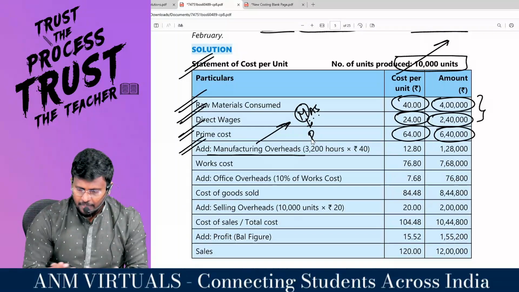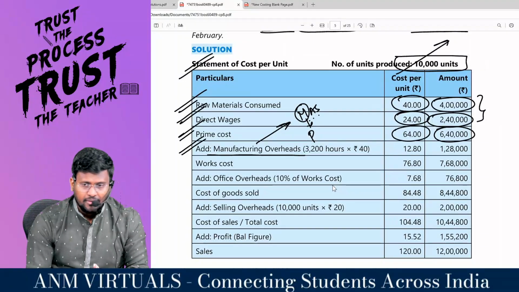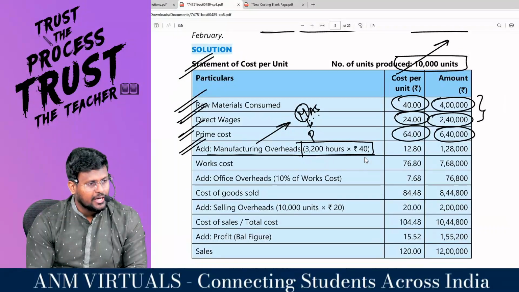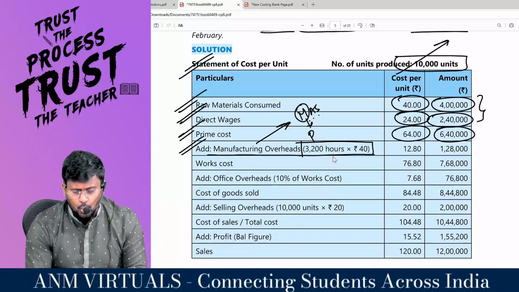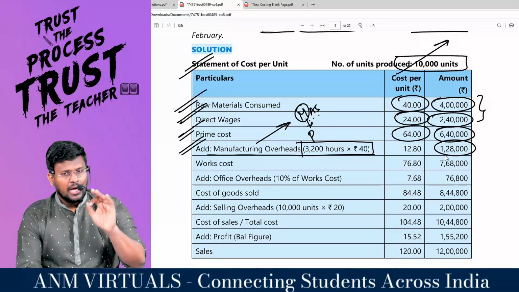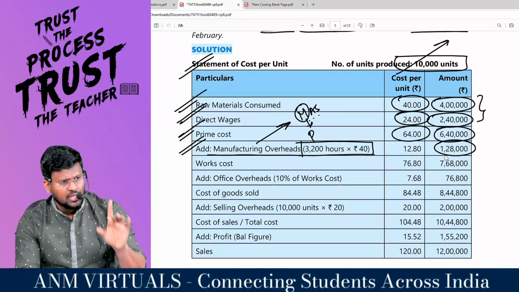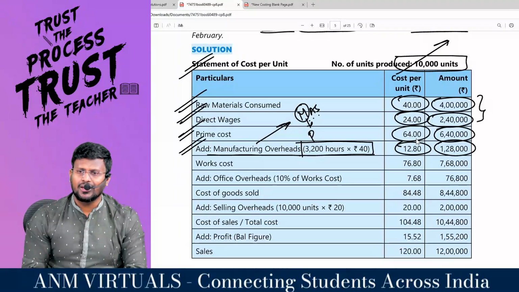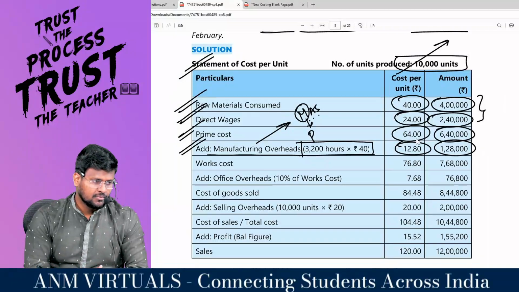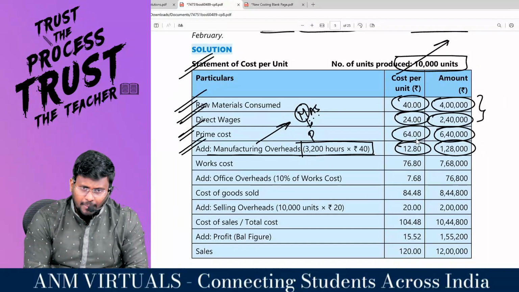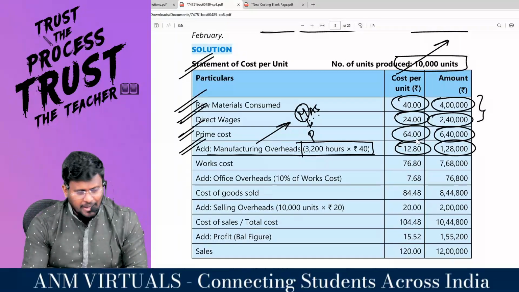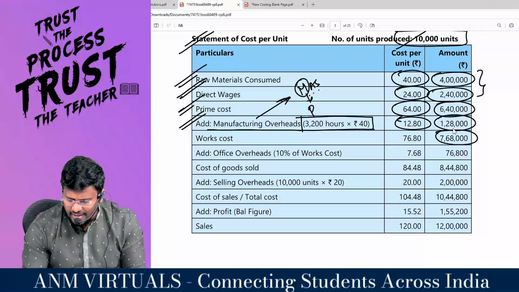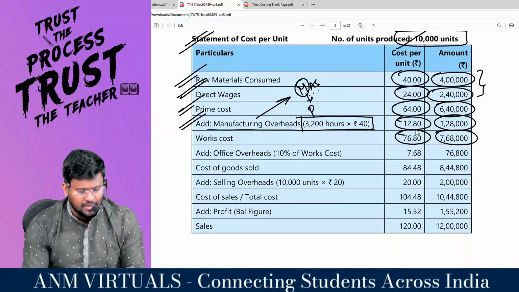They have given the machine hours: 3,200 machine hours at the rate of 40. So 3,200 into 40 comes to 1,28,000 rupees spent in the factory for 10,000 units, which means 12.8 per unit. This is the absorption. Comfortable? Since there is no WIP disturbance and all, I will get the works cost. Total 7,68,000 for 10,000 units comes to 76.8.